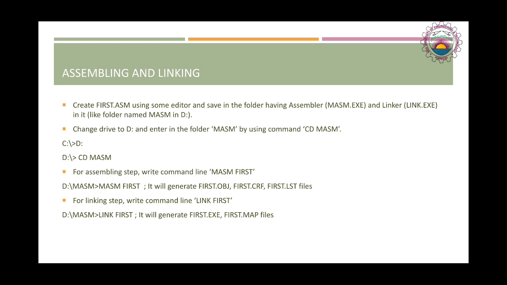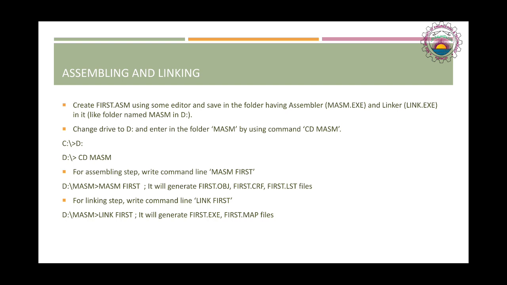Now we are going to discuss the steps involved in making the exe file from an ASM file. First of all you have to create an ASM file. Here the name of the ASM file is first.asm. For creating first.asm you may use any editor like Notepad, WordPad, Word or the DOS editor, whichever editor you like, for writing your assembly file.